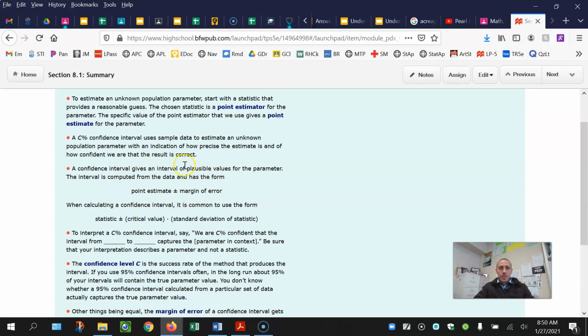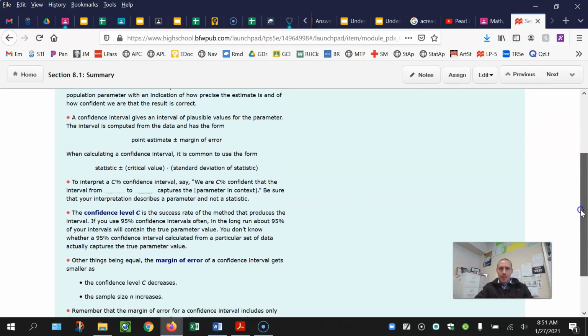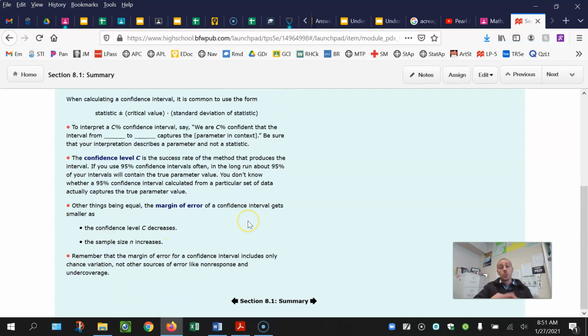I have 3 parts that make up my confidence interval: the statistic, which is the point estimate, a critical value times the standard deviation, and the product of those two is called the margin of error. We interpreted confidence intervals and confidence levels. Then we talked about 2 ways to decrease the margin of error. You can decrease the confidence or you can increase the sample size. So that's section 8.1 for you.